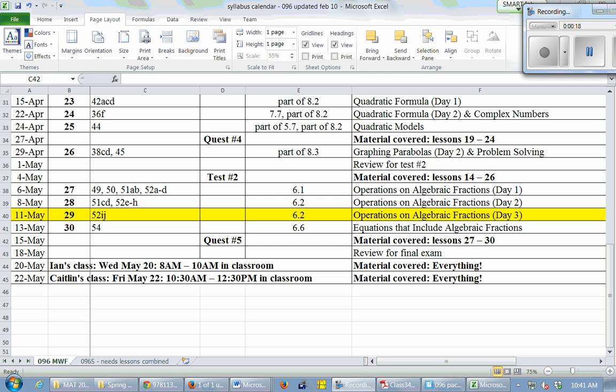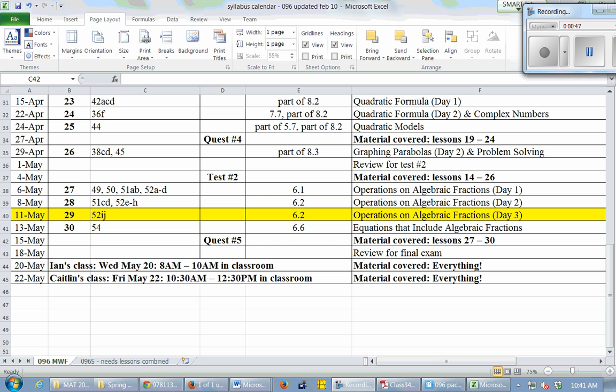Wednesday, we're going to solve equations that involve algebraic fractions. And then Friday is Quest 5. And I announced on Friday that Quest 5 was going to be a group quest. The group can be as large as you want, so you can all work together. You can use the boards. You can use your notes, but you cannot ask me or a professor in the math studio.